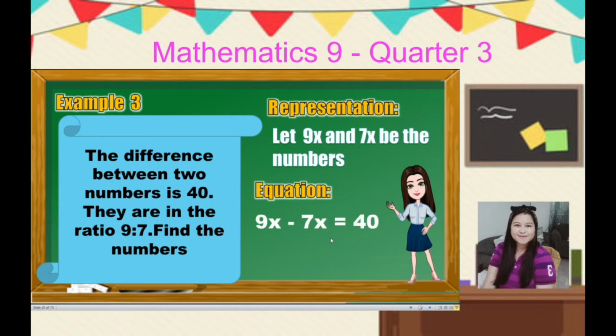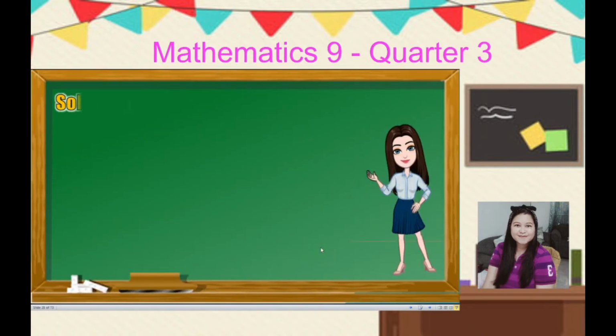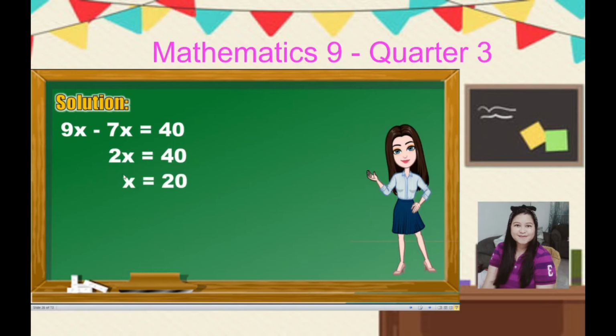So, the difference between the two numbers is equal to 40. So, 9x minus 7x is equal to 40. So, how are we going to solve for this equation? So, we need to subtract 9x and 7x. So, 9x minus 7x, that will be 2x, and then copy equals 40. We are solving for x. What are we going to do with 2? We are going to divide both sides of the equation by 2. So, x is equal to 20.